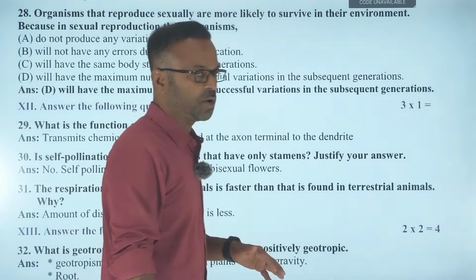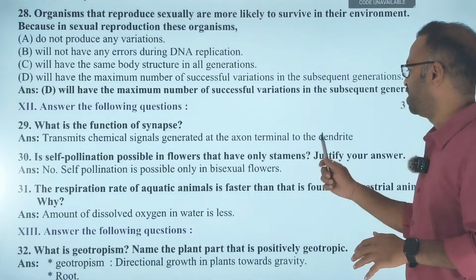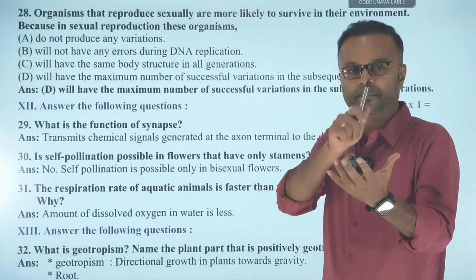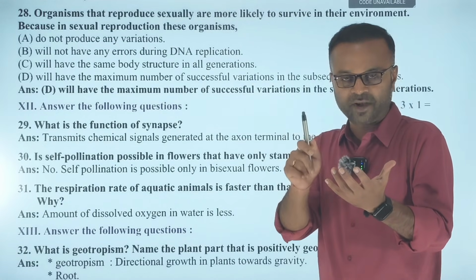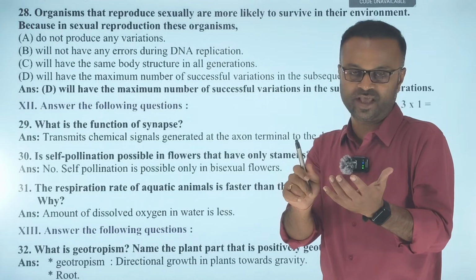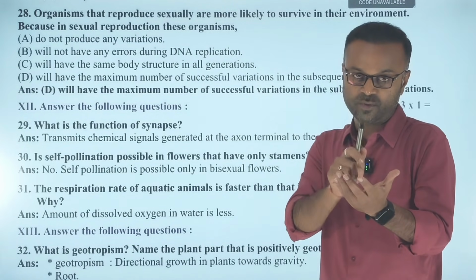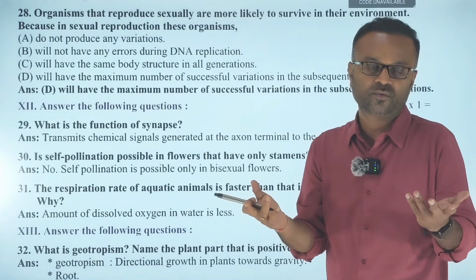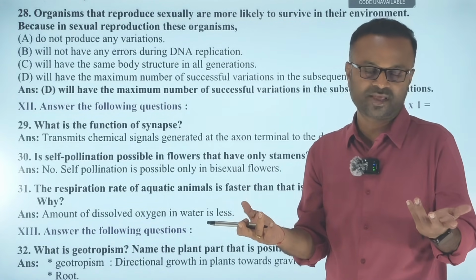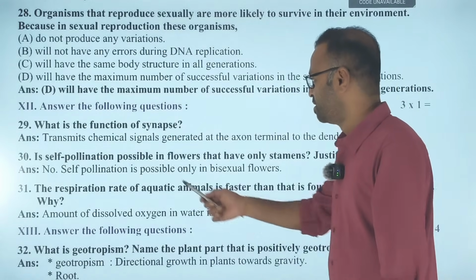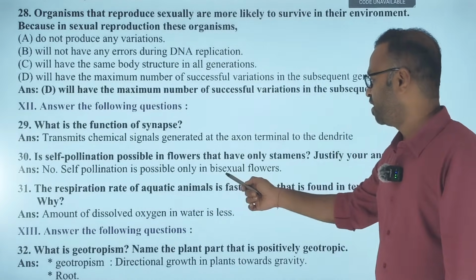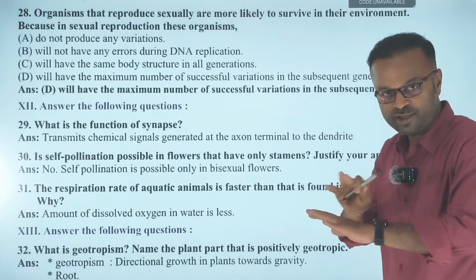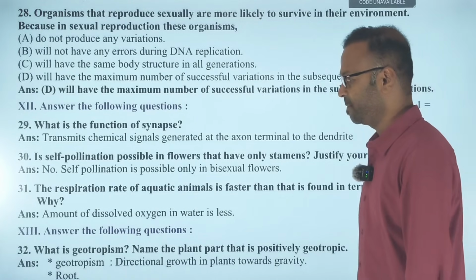Is self-pollination possible in flowers that have only stamen? Justify your answer. In a flower, for self-pollination to happen, both the male reproductive part and the female reproductive part have to be there. Both stamen and pistil have to be there. But here they are telling only stamen is there, that is, only the male reproductive part. If there is only the male reproductive part, definitely the pollen grains will not go and stick to the stigma because of the absence of the female reproductive part. So no self-pollination is possible. Self-pollination happens only in bisexual flowers, not in unisexual flowers like papaya or watermelon.